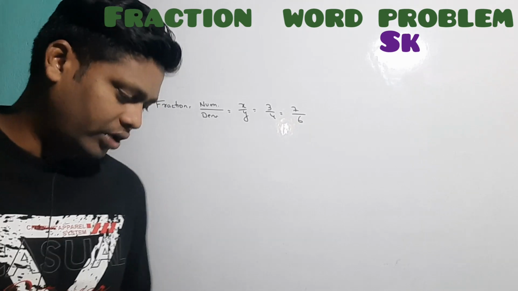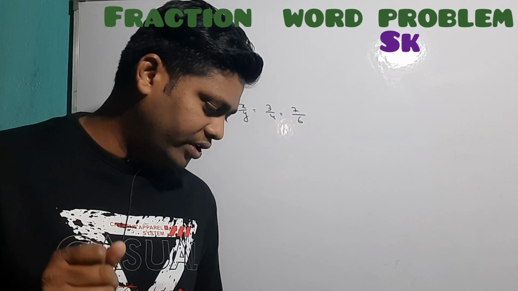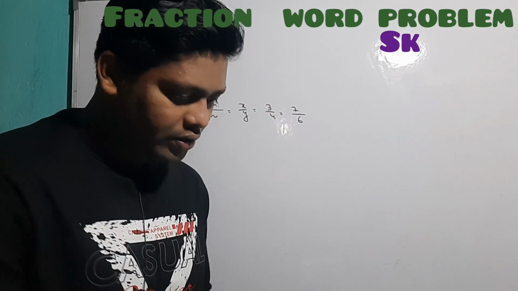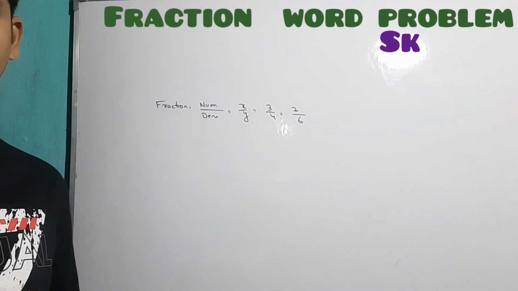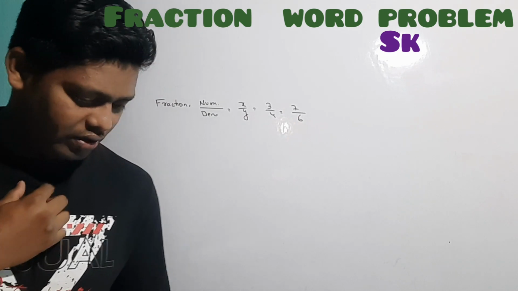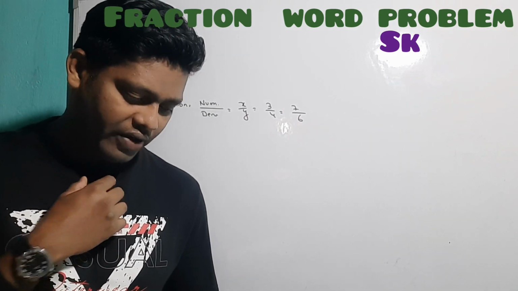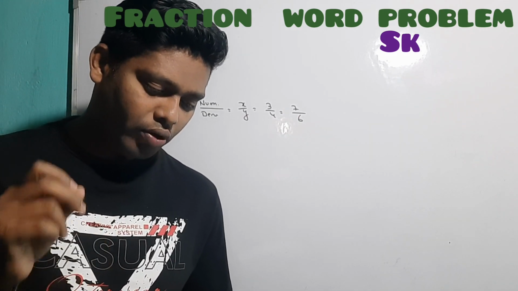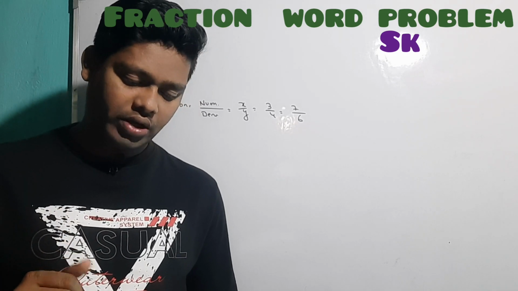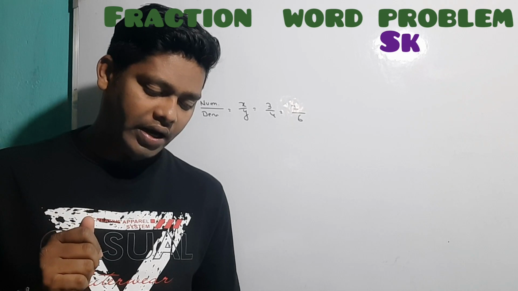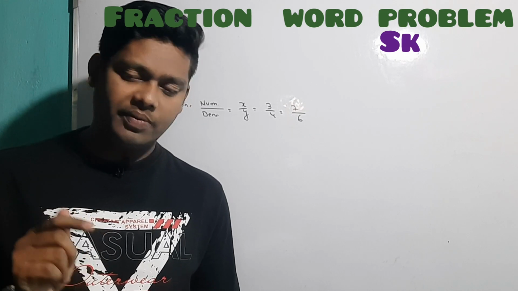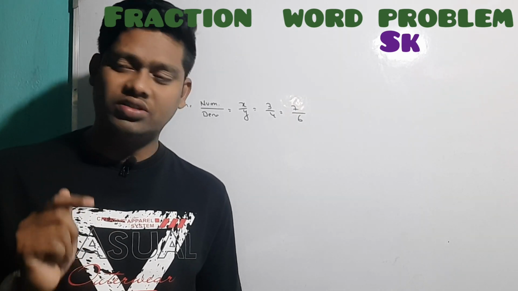Clear? Okay. Now the question, copy the question. The fraction becomes 4 by 5 if 1 is added to both the numerator and denominator. If however 5 is subtracted from both the numerator and denominator, the fraction becomes 1 by 2. What is the fraction?